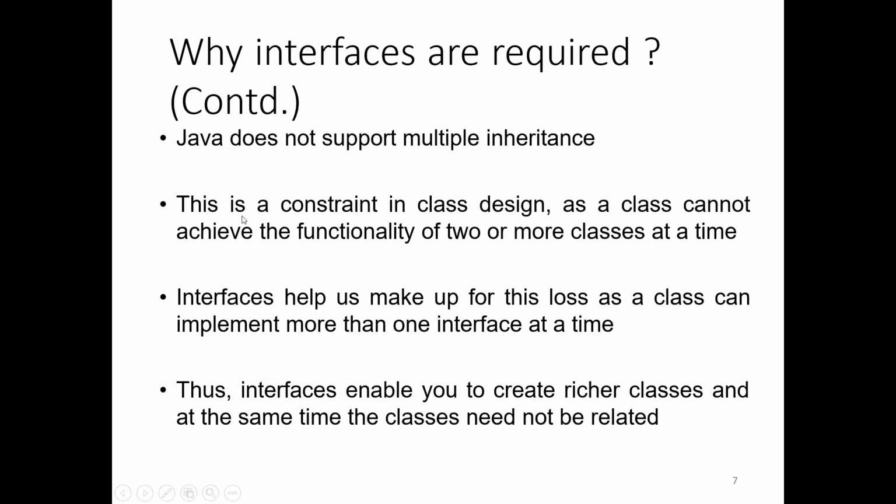Apart from that, Java does not support the multiple inheritance concept. Multiple inheritance means a class can have more than one parent. Literally it is not supported in Java, but with the help of an interface, you can achieve multiple inheritance in Java, which means that a class can implement more than one interface. Likewise, you can have a multiple inheritance structure with the help of an interface.